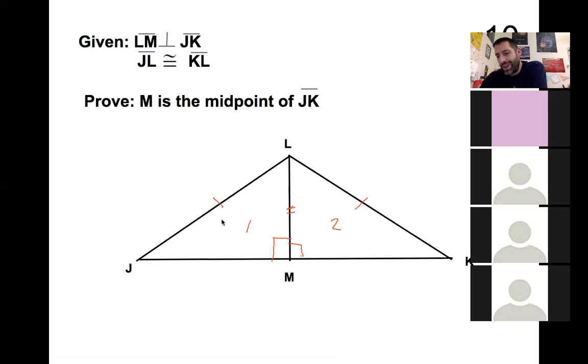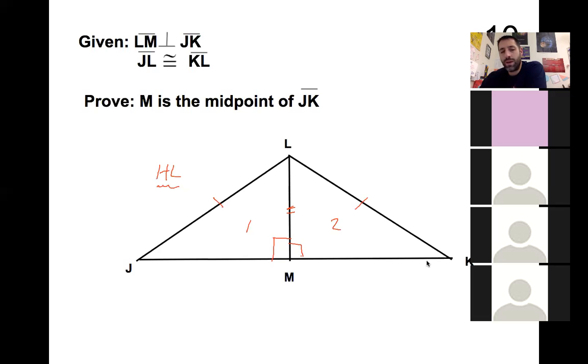It doesn't look like I can use angle, angle, side, or angle, side, angle, or side, angle, side, or side, side, side. I think we're going to use hypotenuse leg. This is a right triangle. Both these are right triangles. And the angle is not in between. We only have one angle. So we have to use something else. We've got to use hypotenuse leg.